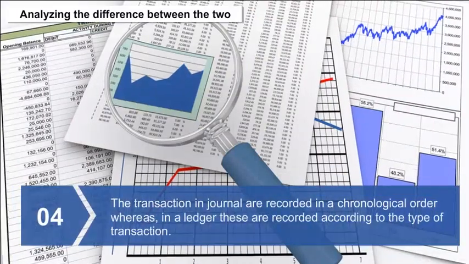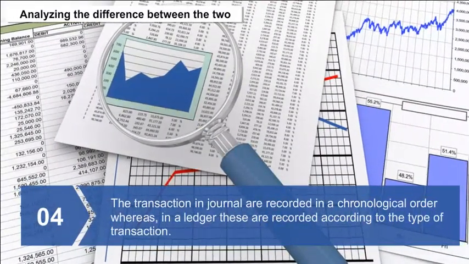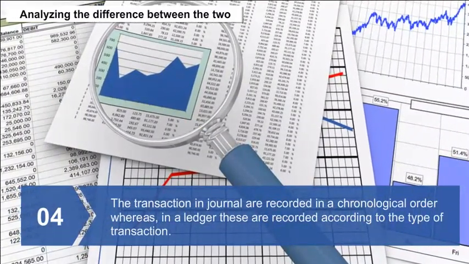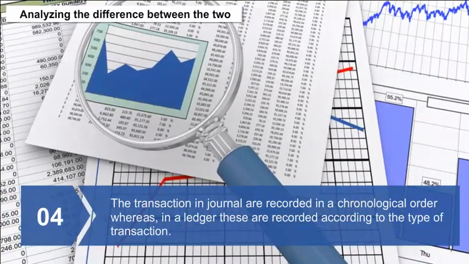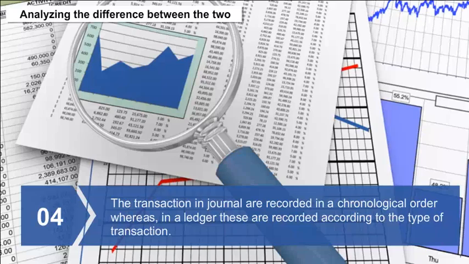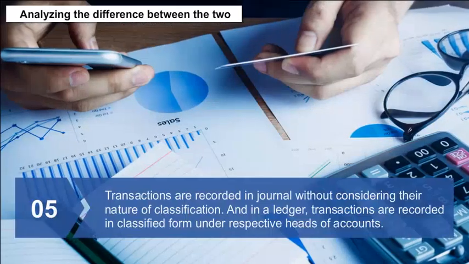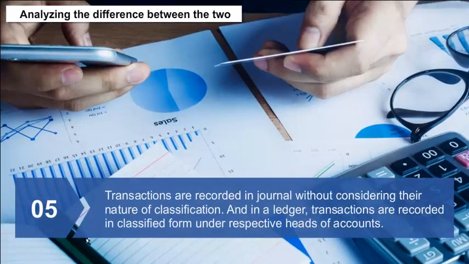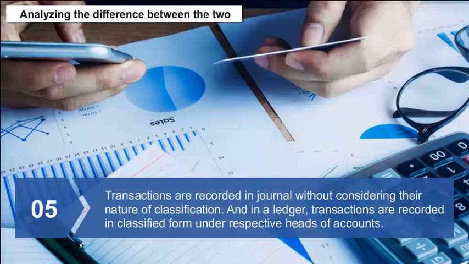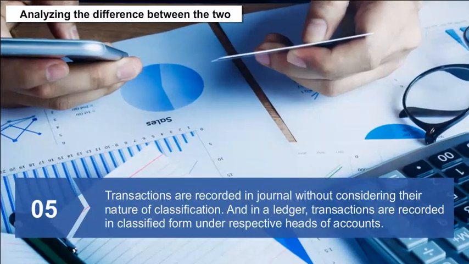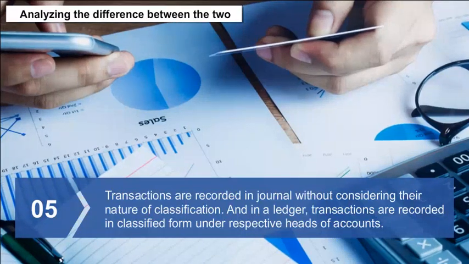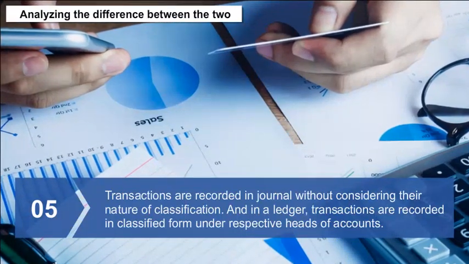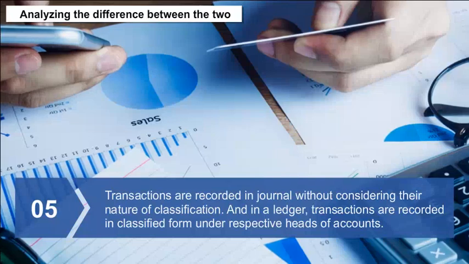4. The transactions in journal are recorded in a chronological order, whereas in a ledger, these are recorded according to the type of transaction. 5. Transactions are recorded in journal without considering their nature of classification. And in a ledger, transactions are recorded in classified form under respective heads of accounts.